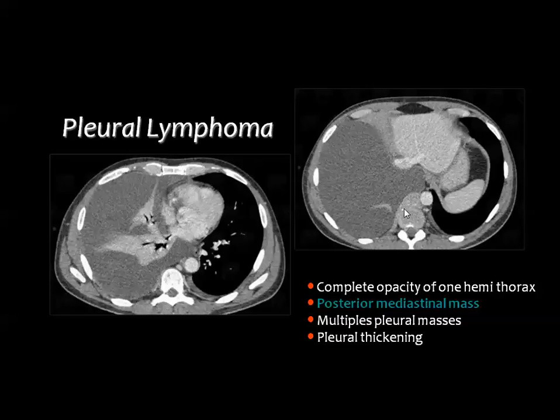Pleural masses have a differential diagnosis of one of three: mesothelioma, of course, which is more common, pleural metastasis, and pleural lymphoma.